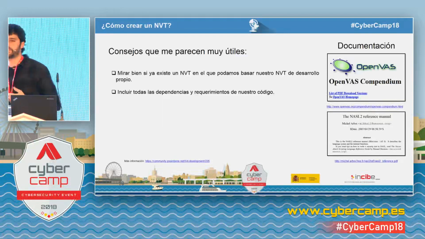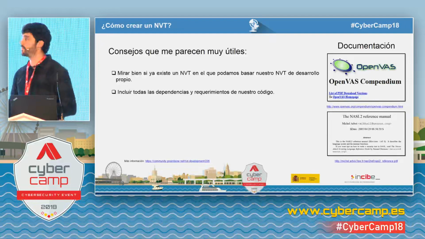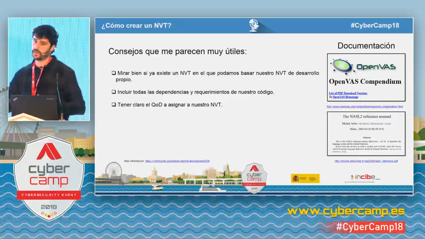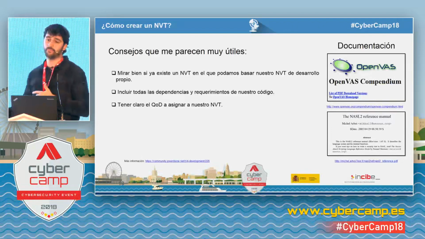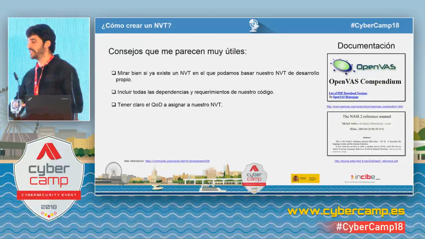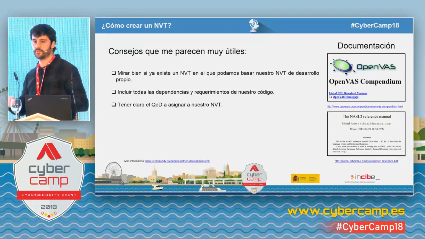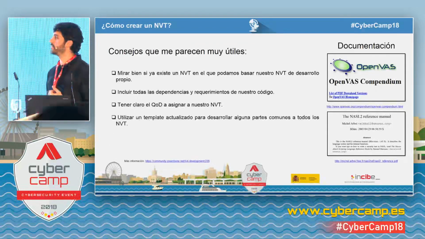What are the dependencies that my NVT will have? For instance, an open port, or I need a specific tool. Later on, we'll see that we may use different supported tools. Then also being aware of the QoD, that is to say, quality of detection. Quality of detection will be discussed later on. And that will mean that our NVT may have an 80% or 90% level of quality.